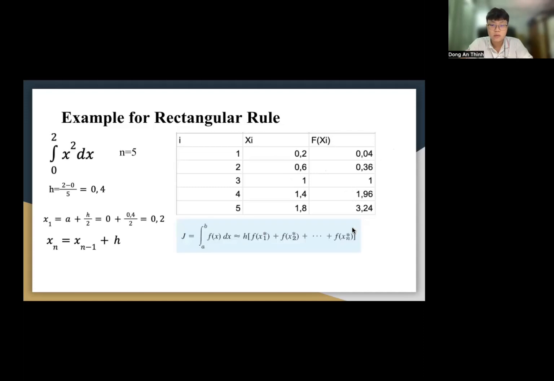We come back to this formula here, and let's just put everything we have in. h is 0.4 multiplied by each of the fx here, and we got 2.64.